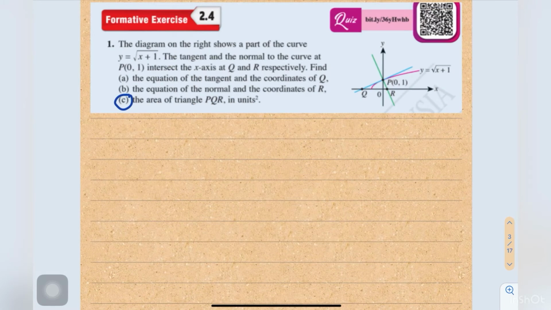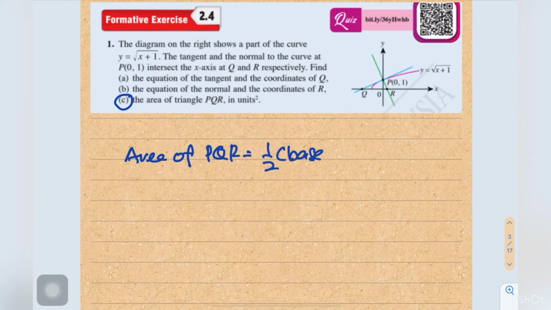1c, find the area of triangle PQR in unit squared. To find the area of a triangle, there are many ways. Maybe you can use the formula that you have learned in coordinate geometry, 1 over 2 times, then you arrange all the points. But now I'm going to show you a simpler way by using the simple formula of the area of a triangle. So we have the area of triangle PQR. The formula is 1/2 times base times height.